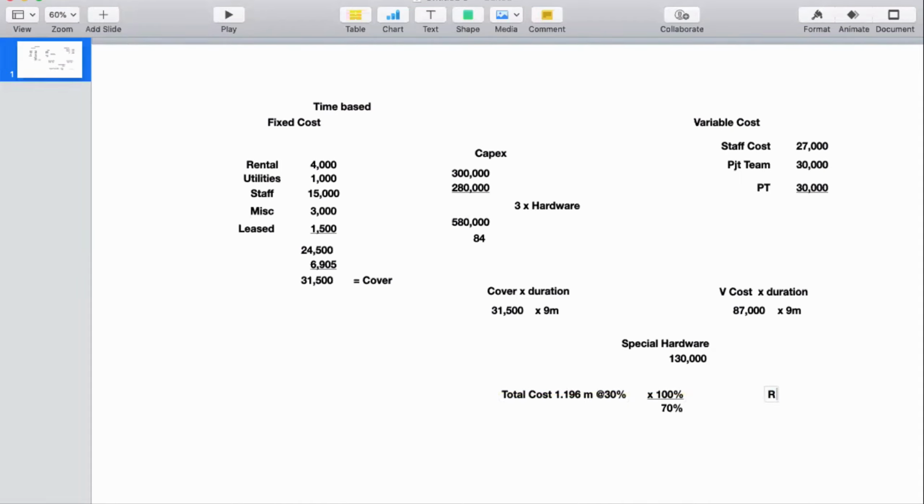So my bill will become 1.196 divided by 70 times 100, which is 1.709 million. So I have to bill at 1.7 million to get my 30% margin. You get the idea?